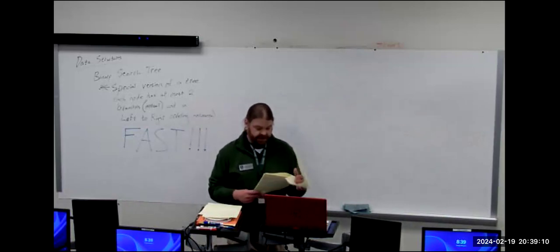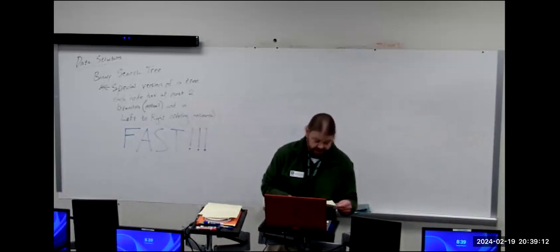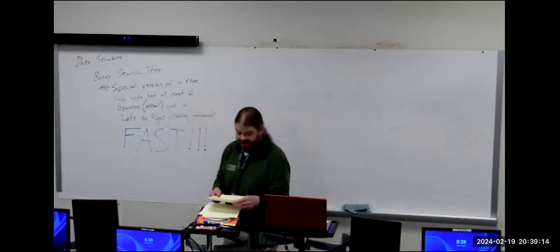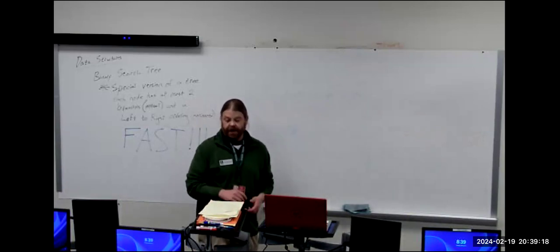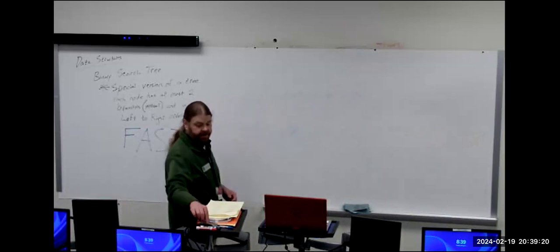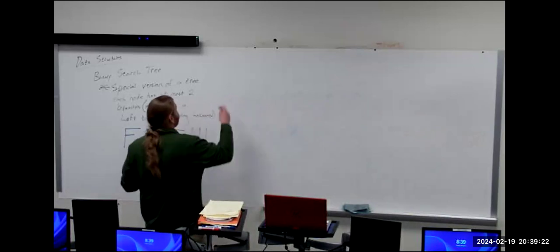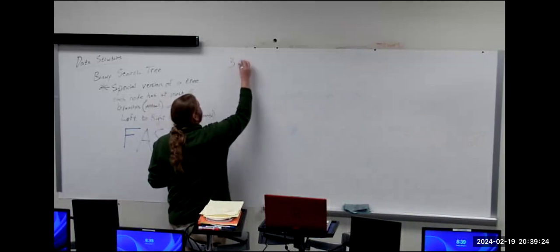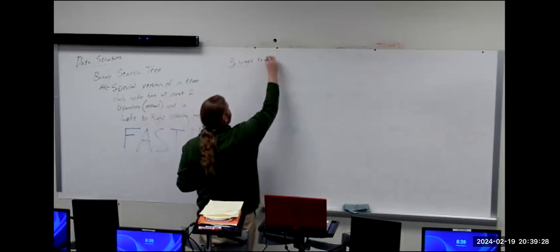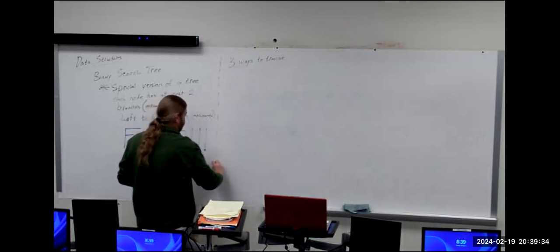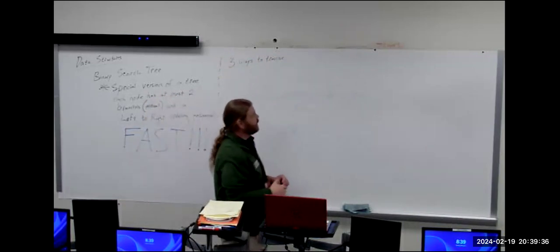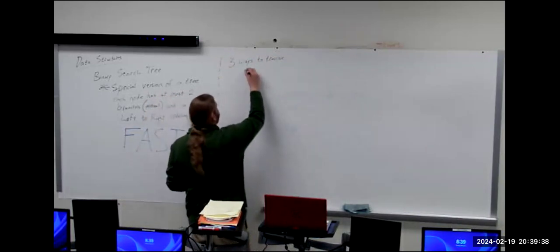Typically, they use recursion, but we're just going to use a while loop because we haven't really seen those. And the big thing is we have 3 ways to traverse the tree. And that's where part of the speed issues come from. So let's make up an example here.